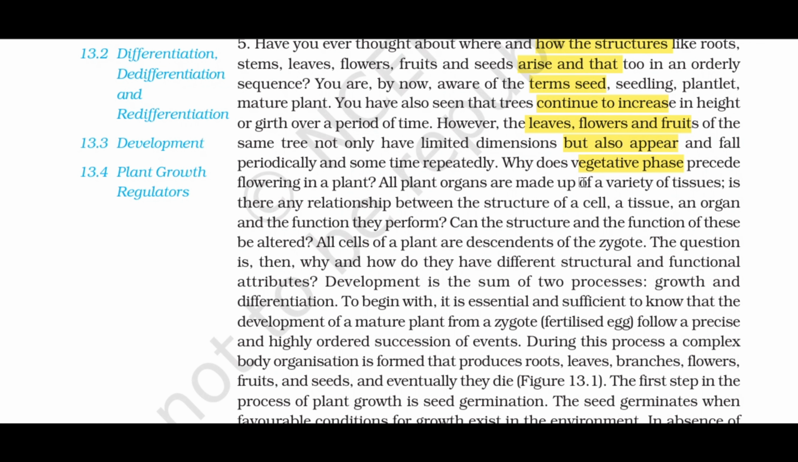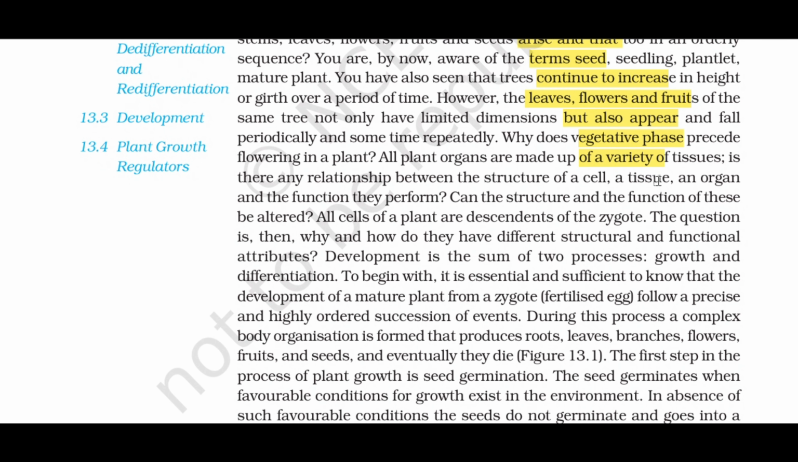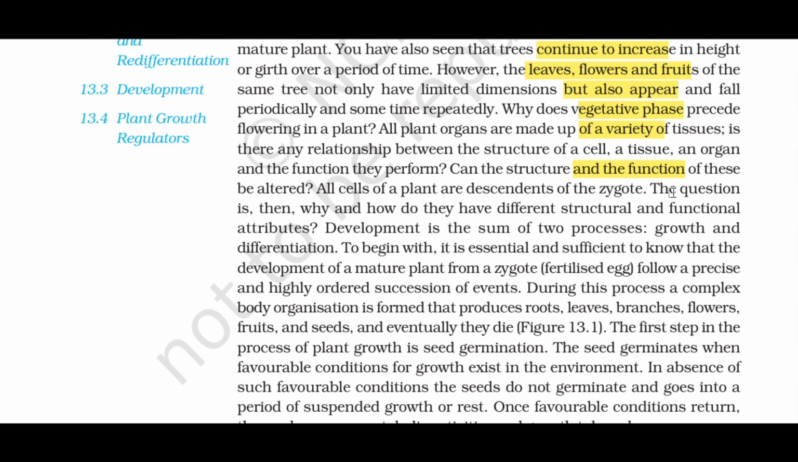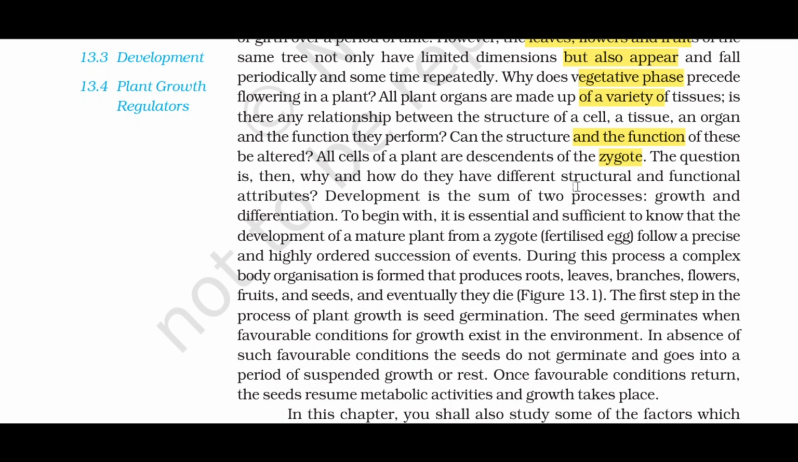All plant organs are made up of a variety of tissues. Is there any relationship between the structure of a cell, a tissue, an organ and the function they perform? Can the structure and the function of these be altered? All cells of a plant are descendants of the zygote. The question is, then, why and how do they have different structural and functional attributes?